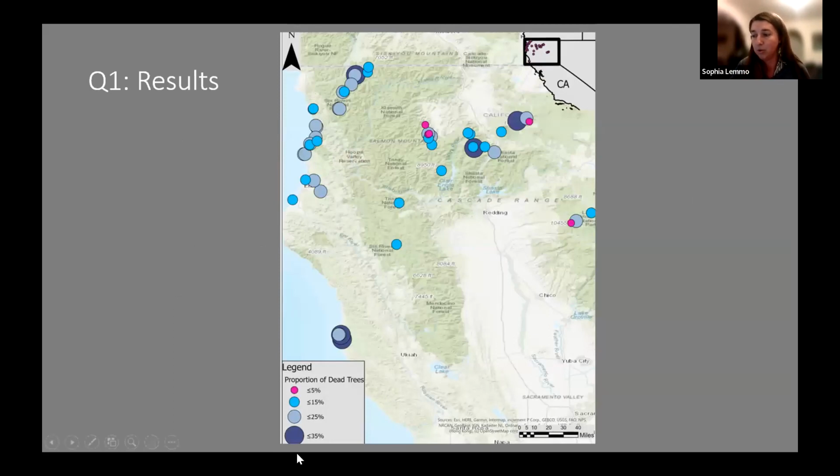The big blue dots, the dark ones, represent plots which had over 35% mortality at the plot level. There wasn't a significant difference between proportion of dead trees between coastal and montane sites, but the average for coastal sites was an 18% mortality rate versus a 15% mortality rate for montane sites. And you can see the coastal mortality is kind of more concentrated down there.